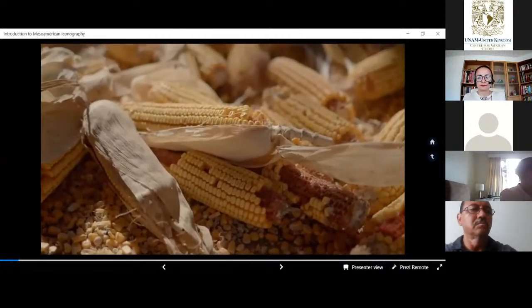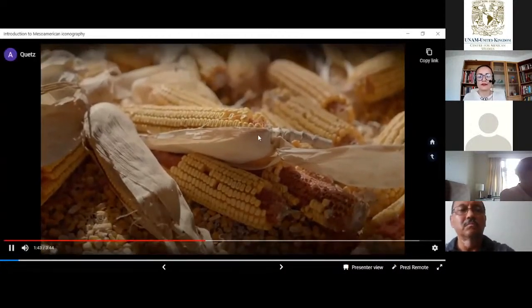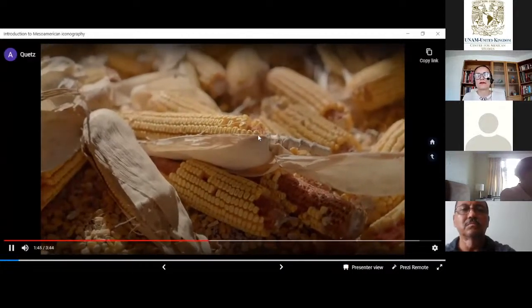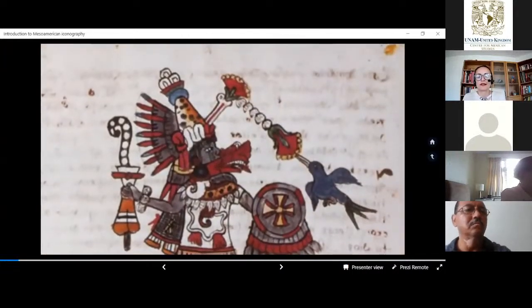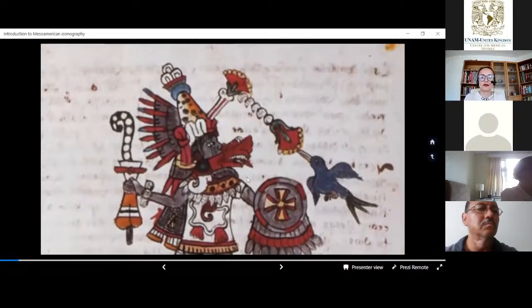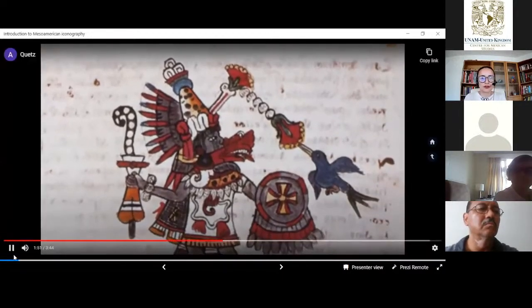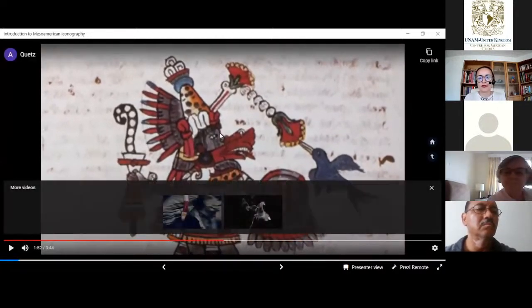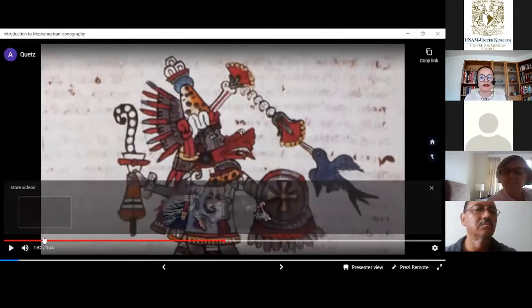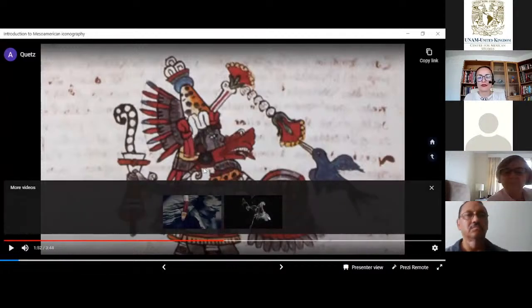And another of his attributes will be the creation of the plants, based on a myth in the Codex Magliabechiano. As you can see here, I'm going to stop it. You can recognize he is Ehecatl. He has the face mask and also has the shell and the earplug. Now you can begin to identify him.